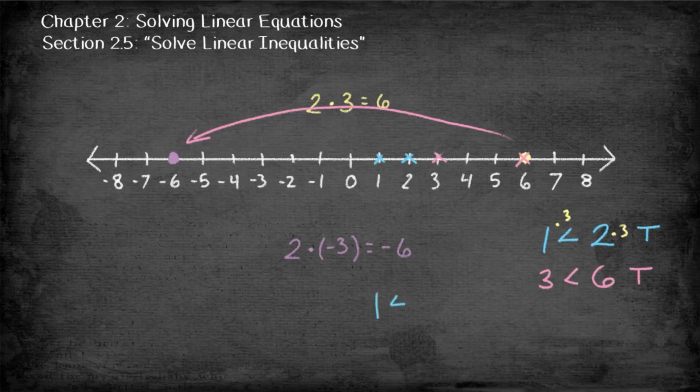But if you were to take 1 less than 2, and you were to multiply both sides by a negative number, then you would have negative 3 and negative 6, which are located here and here. But you can see that now negative 3 is to the right of negative 6. So this statement is no longer true. So the inequality sign has to flip in order to keep the statement true.